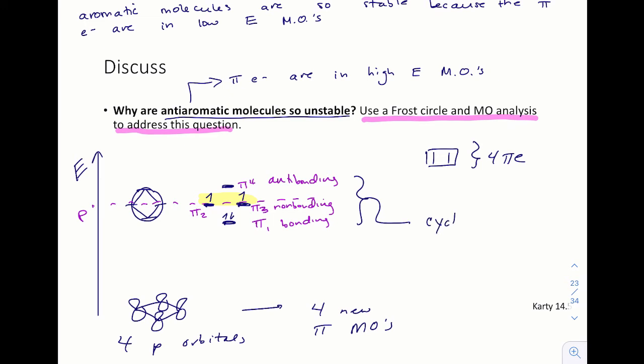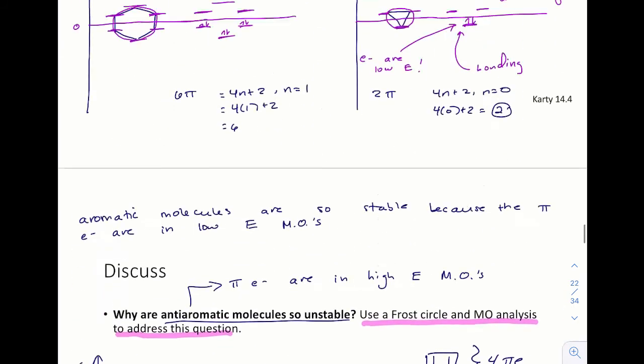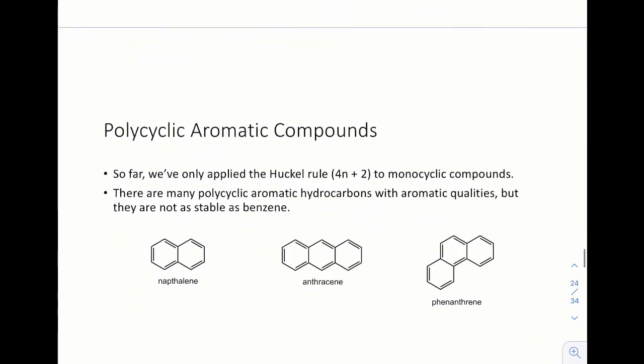But perhaps more shockingly, cyclobutadiene is actually a diradical. There are 2 unpaired electrons. We might not know exactly what that means, but I bet it causes us to panic. It's worse than a radical. It's a diradical. There are 2 unpaired electrons. So we understand that anti-aromatic molecules are unstable. Aromatic molecules, on the other hand, are quite stable.